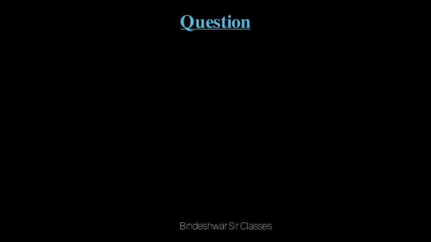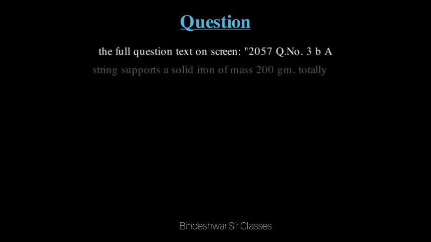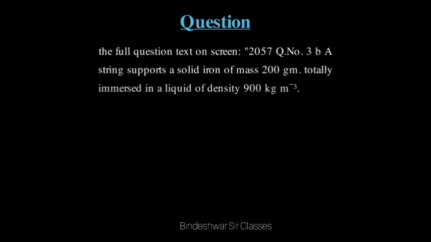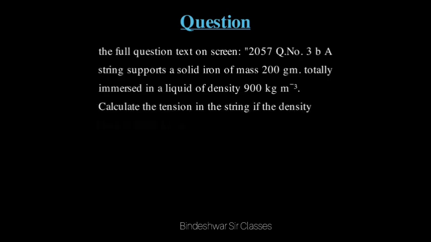Hello students, and welcome to our solution series. Today, we're tackling a classic problem from the year 2057, question number 3b. This is a 3-mark question on fluid mechanics. The question reads, a string supports a solid iron of mass 200 grams, totally immersed in a liquid of density 900 kilograms per cubic meter. Calculate the tension in the string if the density of iron is 8,000 kilograms per cubic meter.